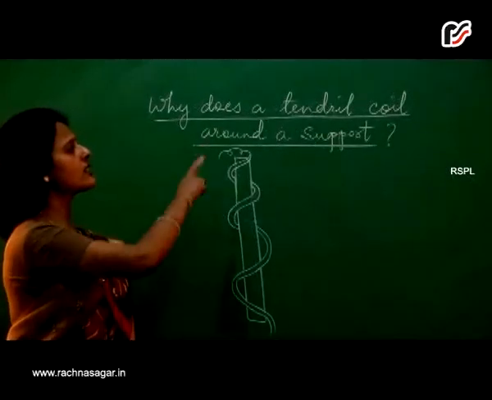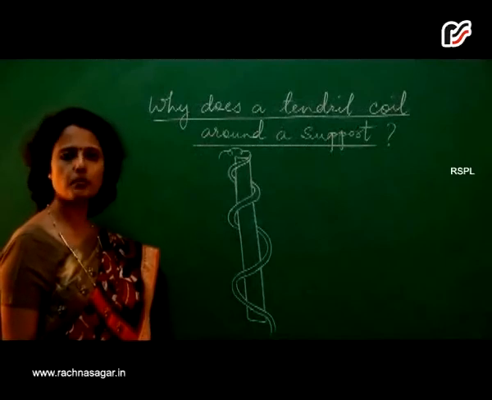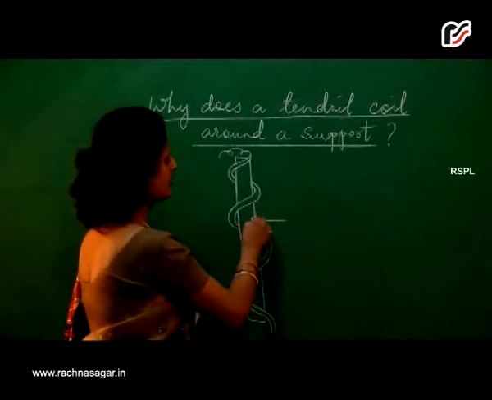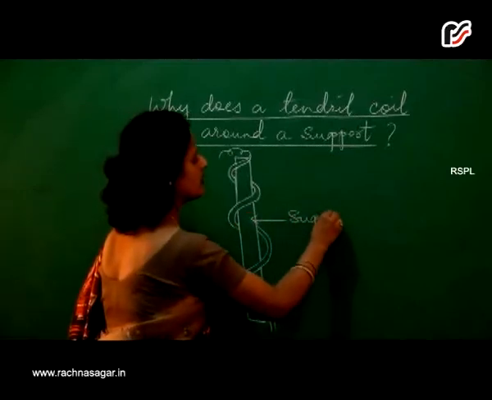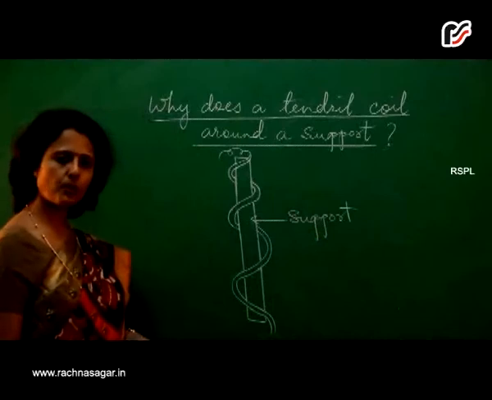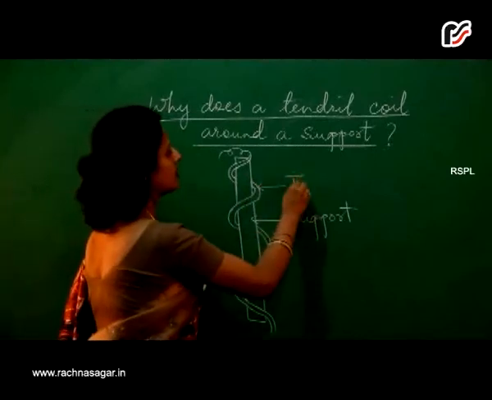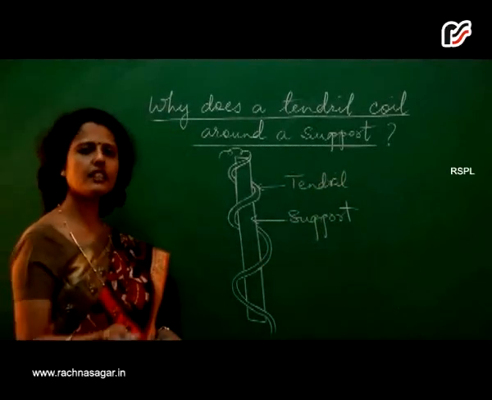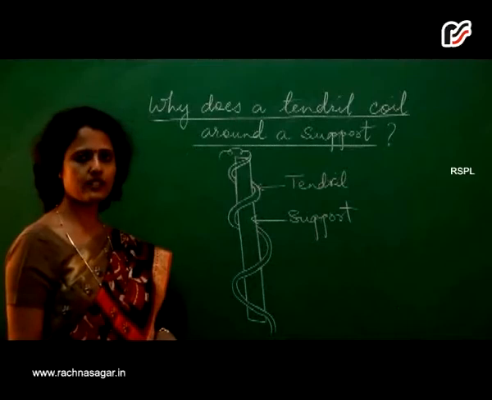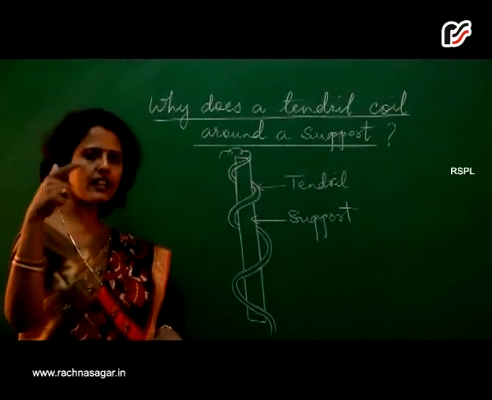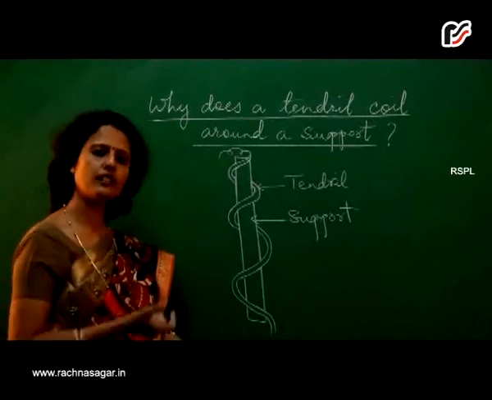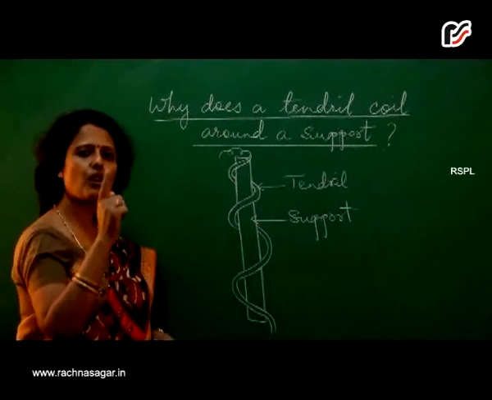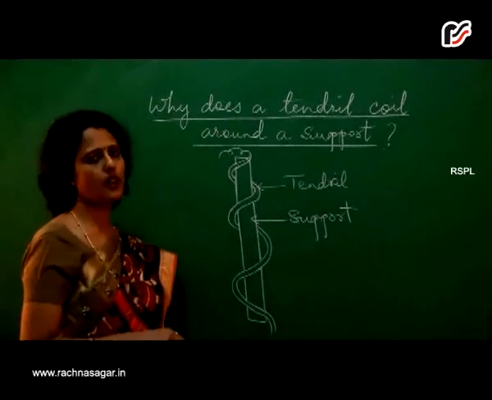Now let's see, why does a tendril coil around a support? Here children, I have tried to make a very diagrammatic sketch. Suppose this is our support, and this is a tendril of any climbing plant. You know, I think, what is a tendril? They are coiled ring-like structures which help climbing plants to climb up. So this is our support, and we generally see that the tendril tends to coil around the support. Now why does it happen?